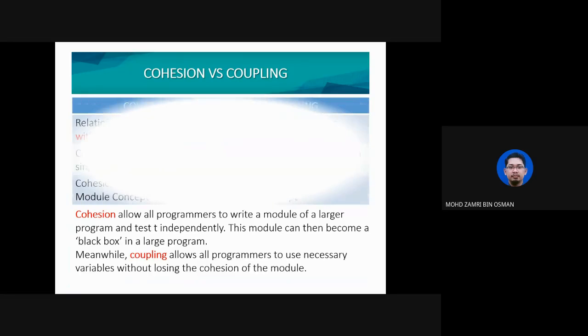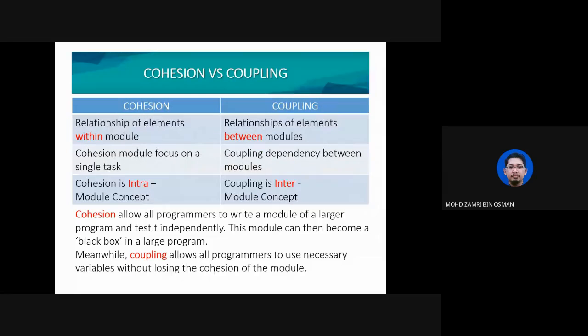Okay, so we have cohesion and also coupling. Comparison between these two terms for modules. Cohesion is within the modules. Coupling is between modules. Within the module is still under within module, focused on one single task. Let's say it's a read module, which is only concerned with reading.